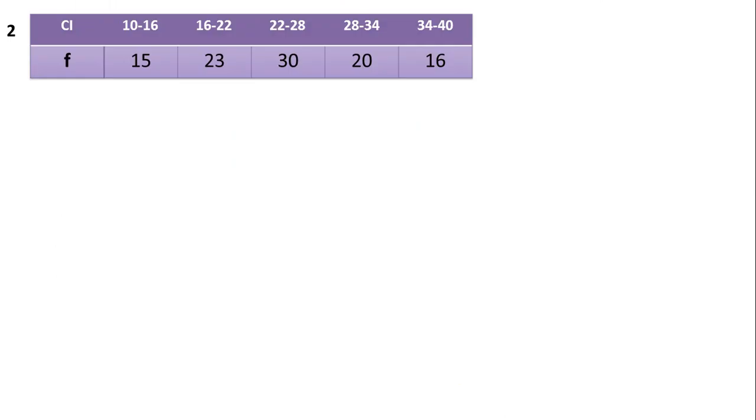Question number 2. 10 to 16, 16 to 22, 22 to 28 and so on. In this problem also, it is in exclusive form. Observe the class interval. The upper limit of the first class interval is the same as the lower limit of the next class interval. Hence, the given frequency distribution is in exclusive form.